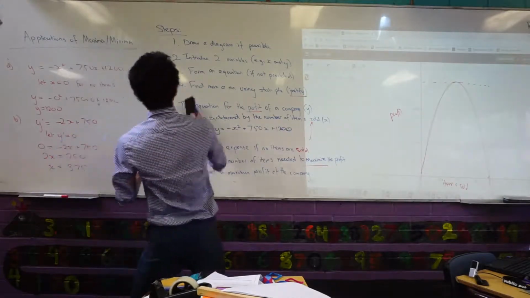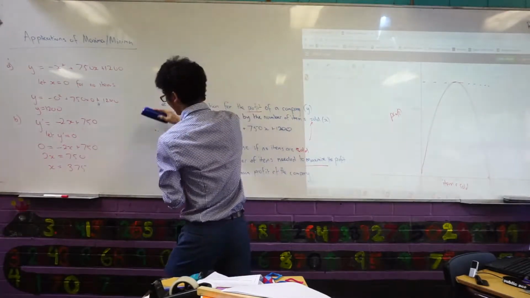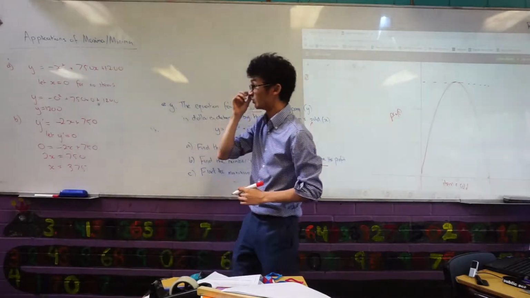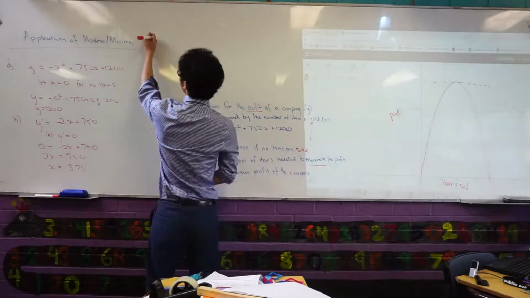Why can't you just use... Can you use the second derivative every single time? Yep. There are cases, I'll tell you when it's a bit more tricky to use the second derivative. But let's just use the table method here. Because then it would just be -2.